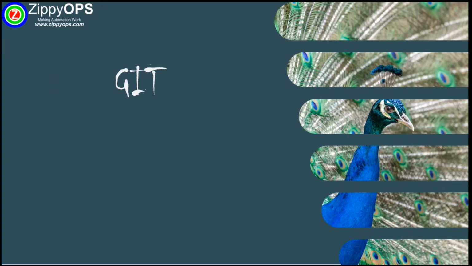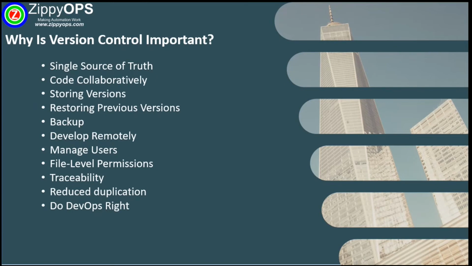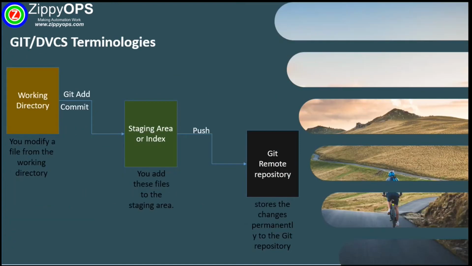What we are going to discuss in Git is what version control and source control management systems are, and why we need them. We are going to talk about why version control is important. There are two kinds of version control systems available, one called central and the other distributed. We'll talk about that and the advantages of using it.